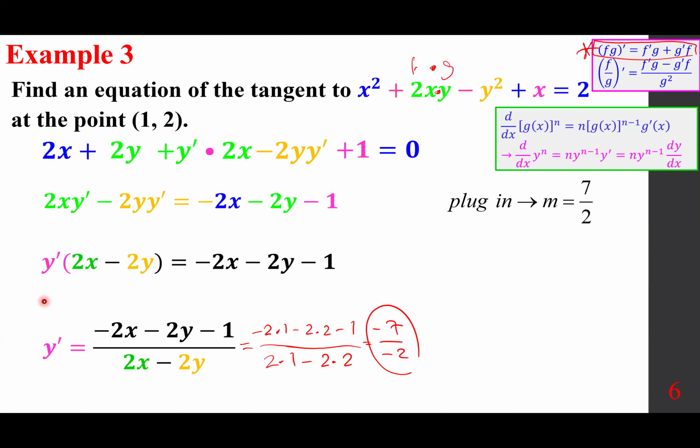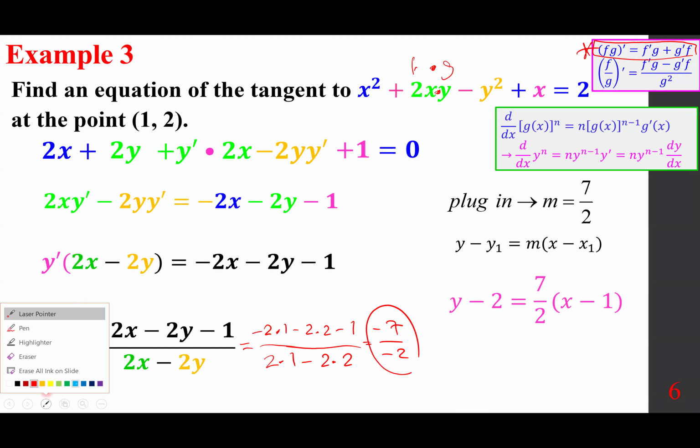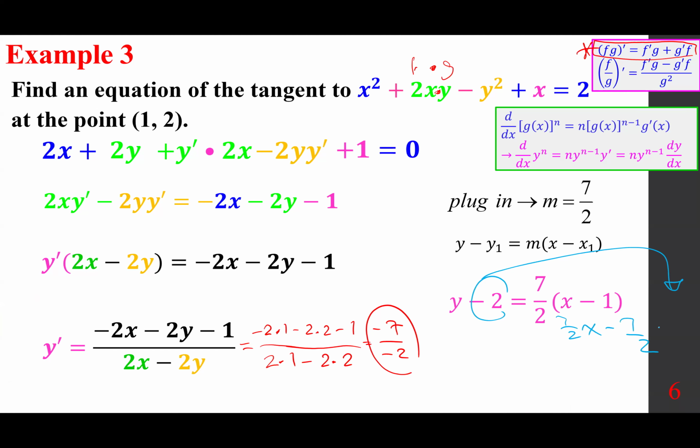And we use y minus y1 equals m times x minus x1, which means y minus 2 equals 7/2 times x minus 1. This is 7/2 x minus 7/2. This moves and becomes positive 2, or positive 4/2. The final answer is y equals 7/2 x minus 3/2.